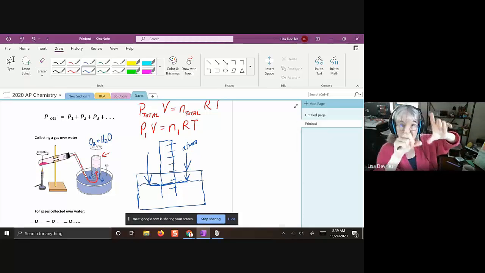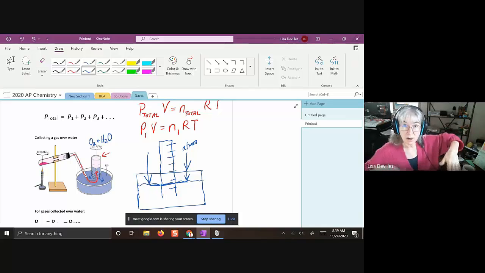If the pressure inside of the container is greater than the atmospheric pressure that's pushing on the water, then the water level inside is going to be lower than the water level outside. So by lining it up to where the water level is even, it means that the atmospheric pressure and the pressure inside the container are the same. And so that's how I'm able to measure the pressure that's inside.